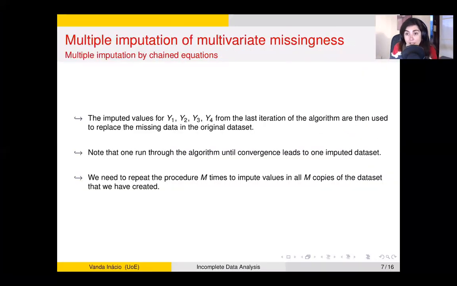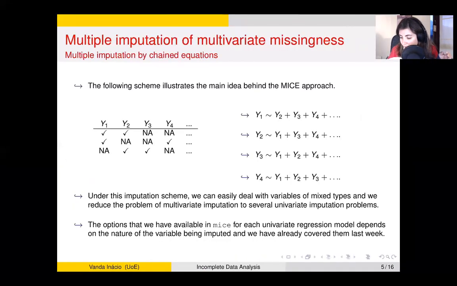At convergence, so basically in this case, for the 4 variables, right? And each of the 4 variables might have several missing values. For instance, here in this toy example, y1 would have 1 missing value, y2 1 missing value, y3 2 missing values, and y4 2 missing values.